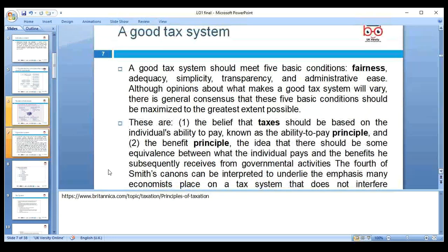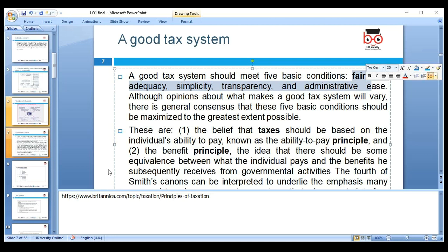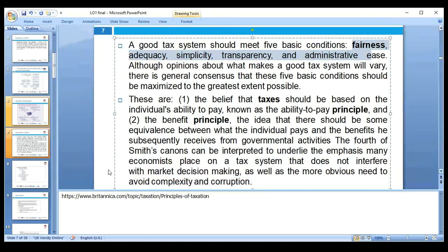So what qualities need to be in a good tax system? A good tax system should meet five qualities. It is fairness. Yes, it needs to be transparent. It needs to be simple. It needs to be administratively workable. All this is based on the belief that tax should be based on the individual's ability to pay, known as the ability to pay principle, and the benefit principle. The idea is that there should be some equivalence between what an individual pays and the benefits they receive from the government. So a taxpayer always has the right to ask, where is my money?